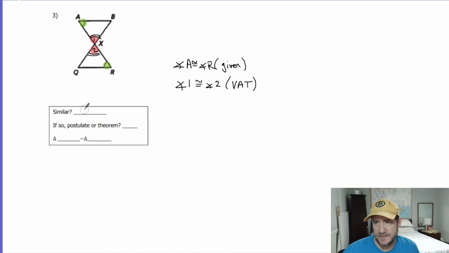And then you're done. Are they similar? You'll say yes. What postulate or theorem are we using? We're using the angle-angle similarity postulate. And then to name them, I'm going to go, I guess, AXB. And then A corresponds with R since they're labeled as congruent. And then we know that X corresponds with X, so X will go in the middle. So RXQ. And then we're done with that one.